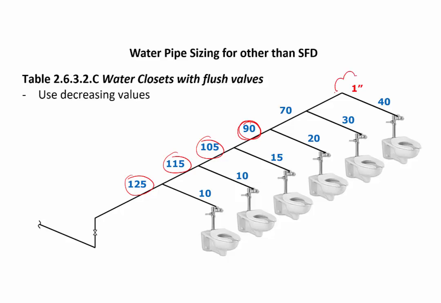Note again that the minimum size supply pipe, table 2632A, would require a minimum size supply pipe for a direct flush valve water closet of 1 inch. All other piping from this point upstream would be considered distribution, and we'll size that from a different table.